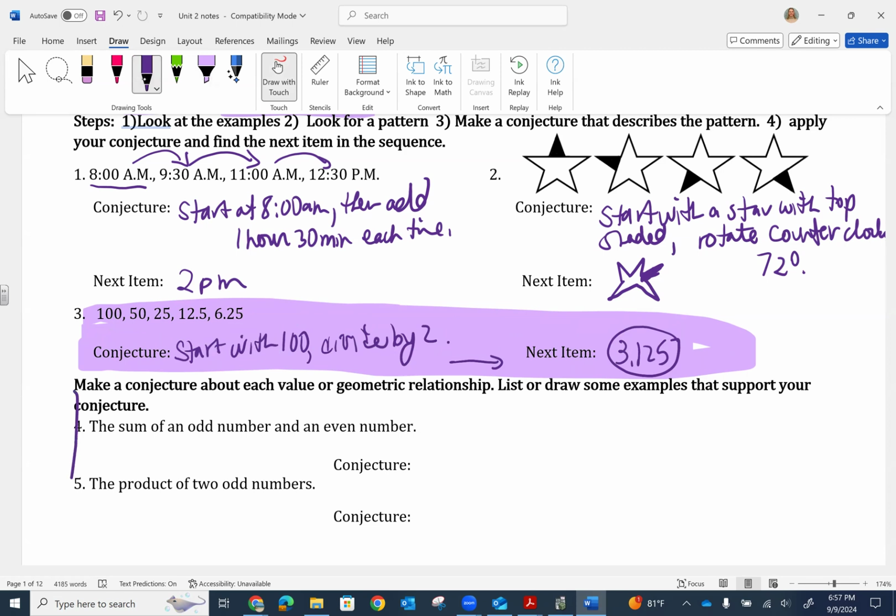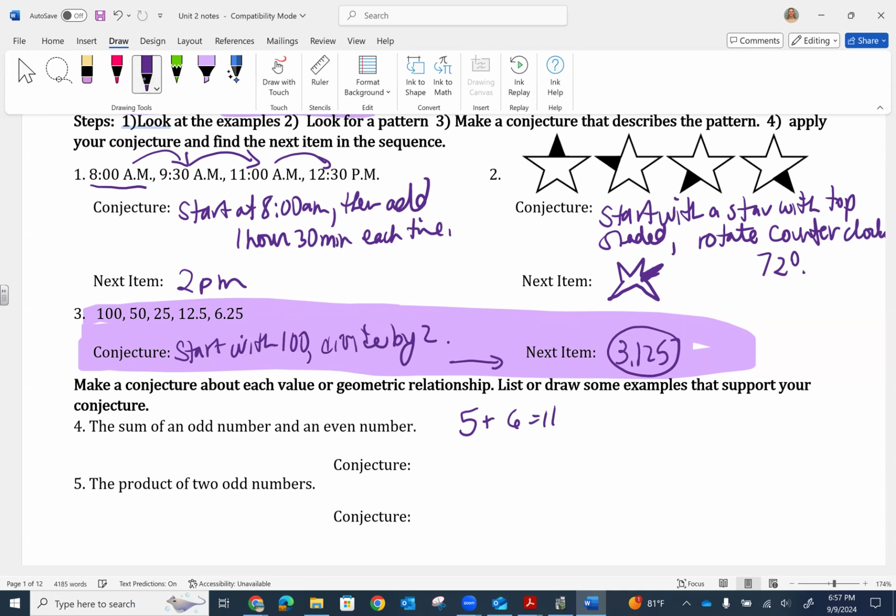The sum of an odd number and an even number. What happens if you take an odd number plus an even number? Sum means add, product means multiply. You should know these things. That's a good thing to hold on to. If you take an odd number plus an even number, like 5 plus, say, 6, you get 11.